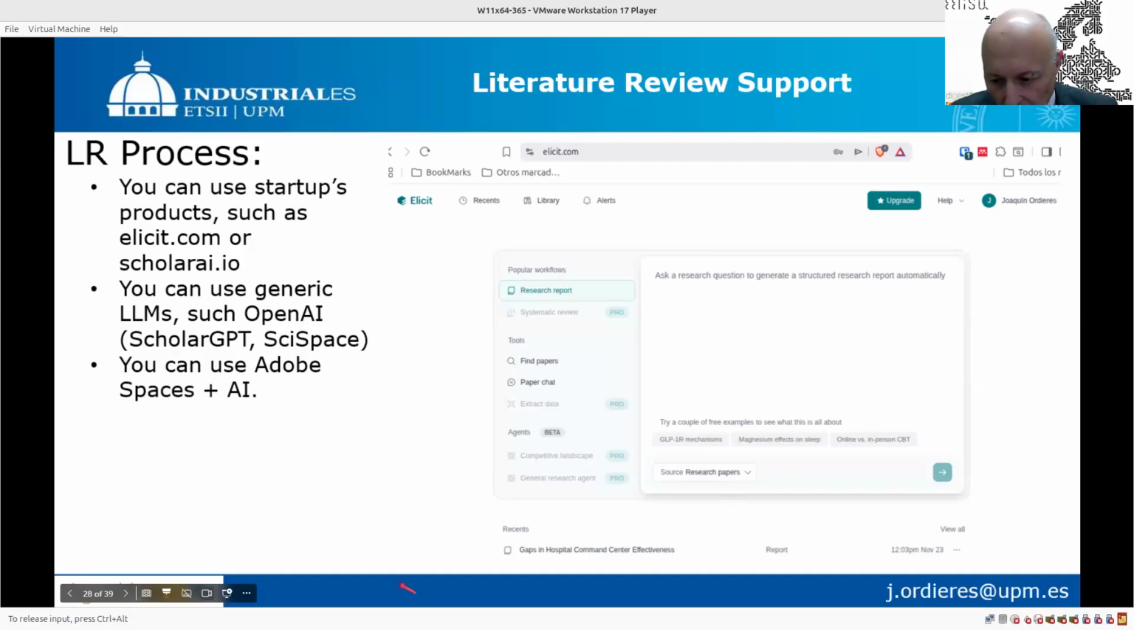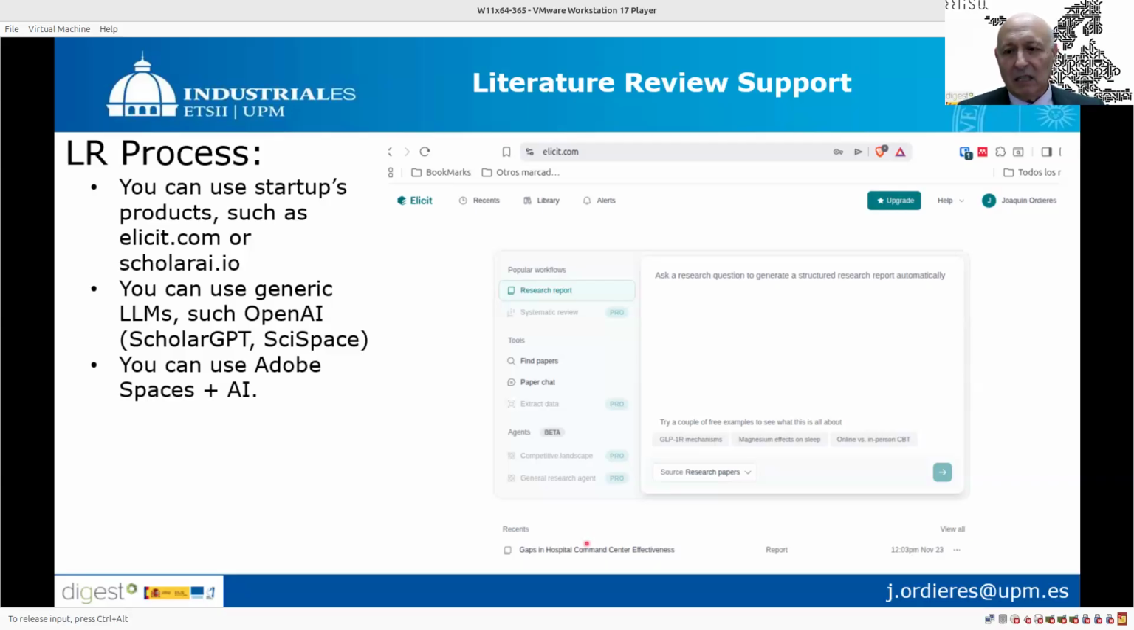So I was looking for gaps in hospital command center effectiveness, which is a very nice topic, I can imagine. But okay, just as a matter of example. For sure, you can use generic LLMs like OpenAI with ChatGPT or Gemini or whatever other, or even you can use Adobe Spaces plus AI as a homemade option for, let's say, method triangulation. So you can use different techniques to be sure that you get the same core concepts.